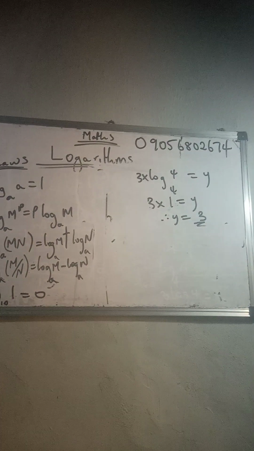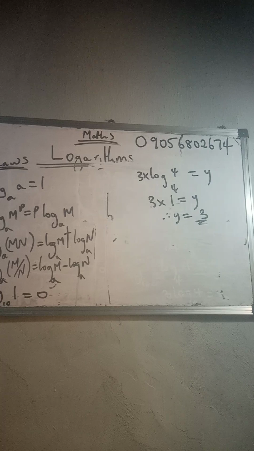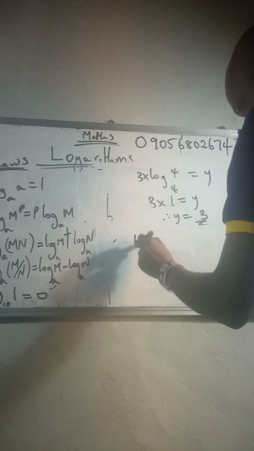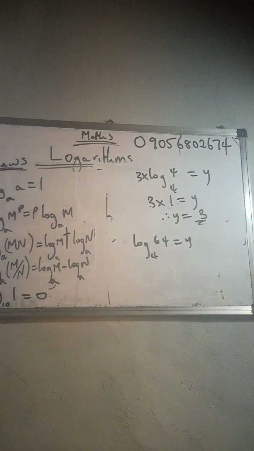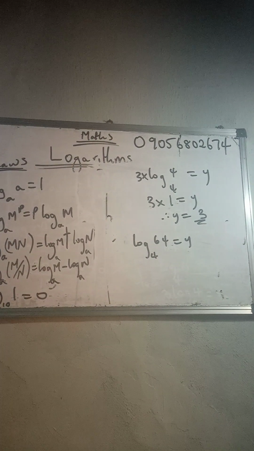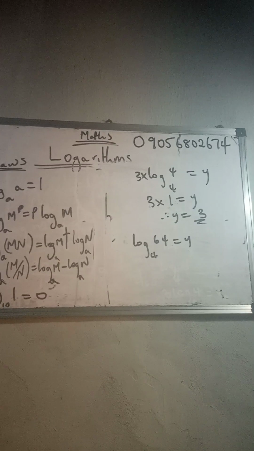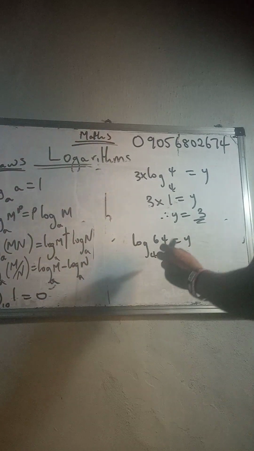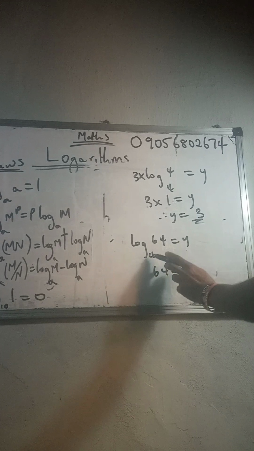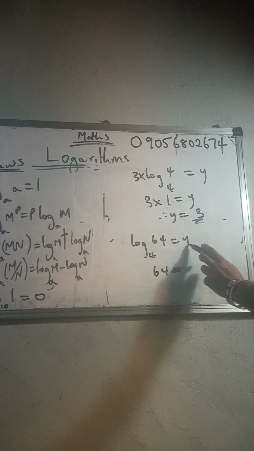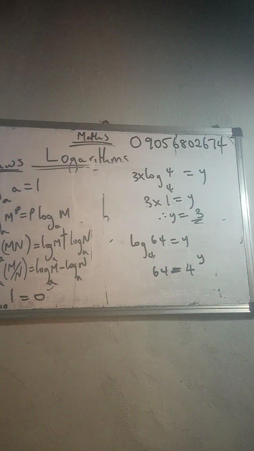So that is one way of answering it. Now, if you prefer a shorter or easier method, you can also do it this way. Log 64 base 4 equals y. We call this kind of equation a logarithmic equation, and you can convert it to an indexal equation. How do you do that? 64 equals the base, which is 4, raised to a power. So it becomes 4 raised to the power of y.